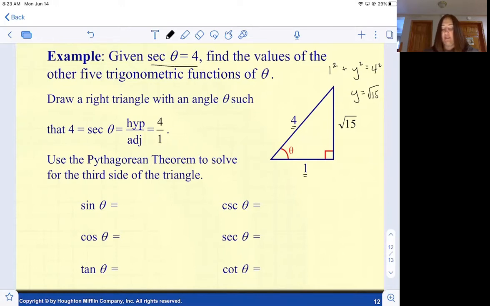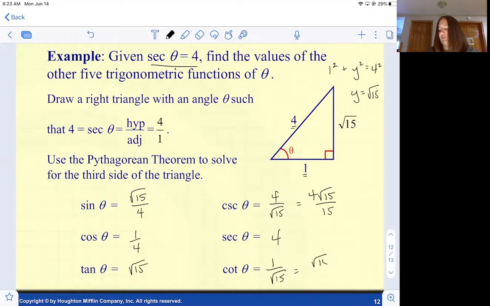So if we were trying to find the sine, it'd be square root of 15 over 4. Then we would have the reciprocal, which is 4 over the square root of 15. Get rid of that square root of 15 on the bottom. You have 4 square root of 15 over 15. Cosine would be 1/4. Secant, we already know the secant, it was given, it was 4. Tangent, square root of 15 over 1, or just square root of 15. And then cotangent, 1 over the square root of 15, which is square root of 15 over 15. So we're using our right triangle, we're finding those given ratios.